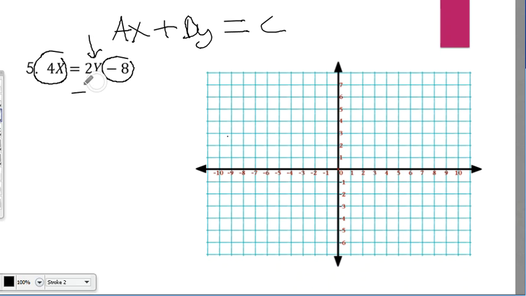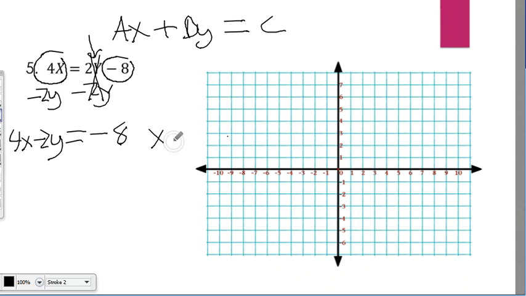So we're going to do that by subtracting 2y from both sides. The 2y subtract 2y here is going to cancel and leave us with negative 8. And then on the left side, we're going to have 4 times x minus 2 times y. So now once our equation's in standard form, we set up a table of values. We let the x be 0 and solve for the y. We let the y be 0 and solve for the x.